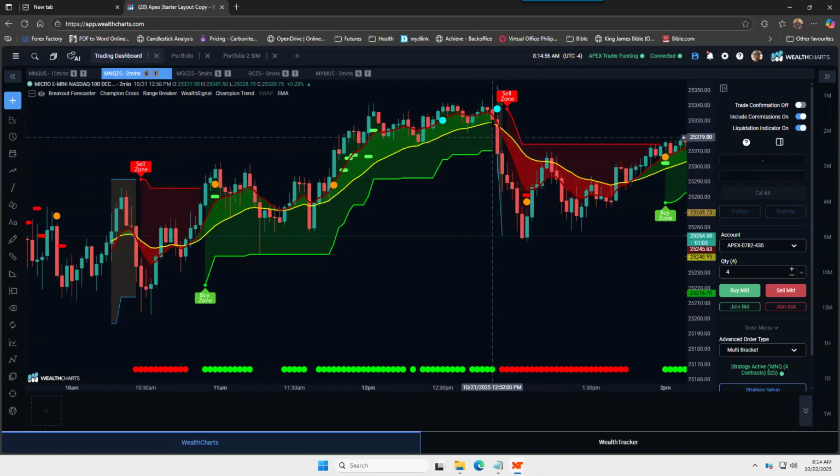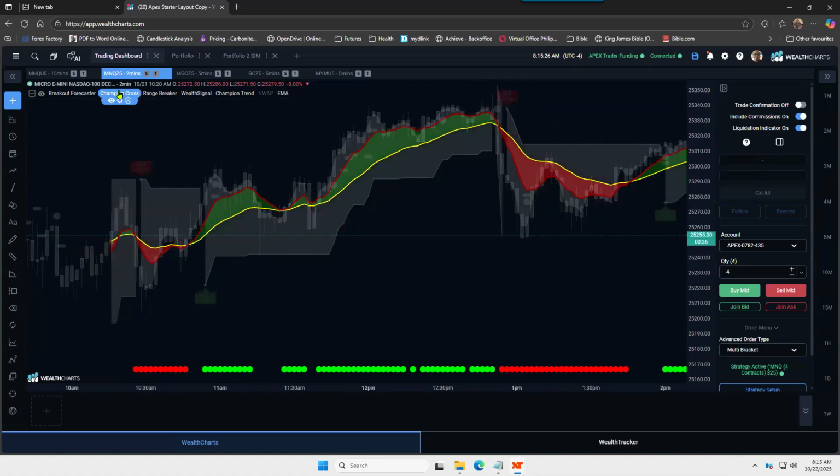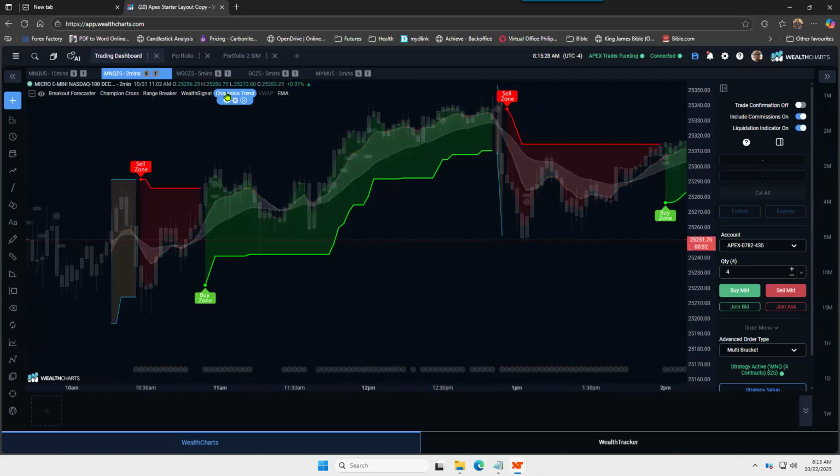So when you have that cross, you're also going to have the signal there as well, right? You have the cross right here, where you see the green cloud. When the red line, the 21 EMA, I'm assuming, crosses below the yellow, it becomes red. If it crosses to the upside, the cloud becomes green. So now you have both the green cloud on the champion cross, and you also have the champion trend. Those two go hand in hand, right?